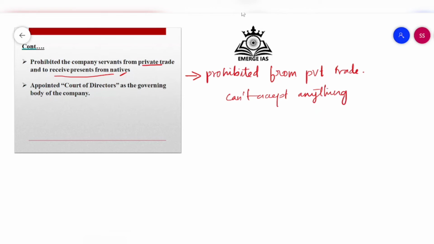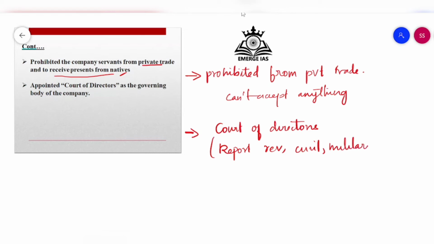And the last thing added to this act was the Court of Directors. The Court of Directors were appointed as the governing body of the company, and they became responsible for reporting the revenue, civil and military affairs of the English East India Company in India. And these are all the provisions of the Regulating Act of 1773.